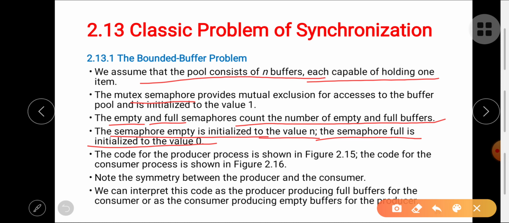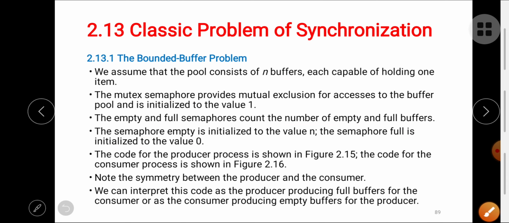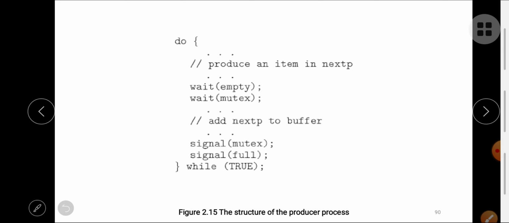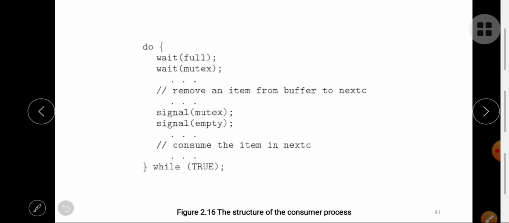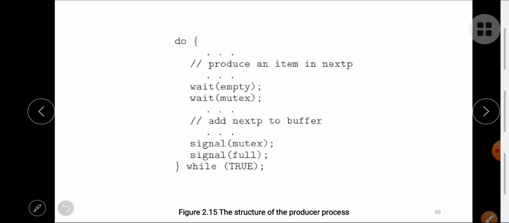The code for the producer is shown in figure 2.15, and the code for the consumer is shown in figure 2.16. We will see the figures. So this is the code for the producer process, and this is the code for the consumer process. First we will see the code for the producer process. First we produce an item in next producer, and then wait empty, wait mutex.